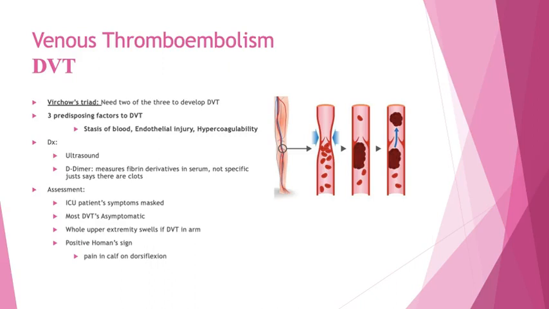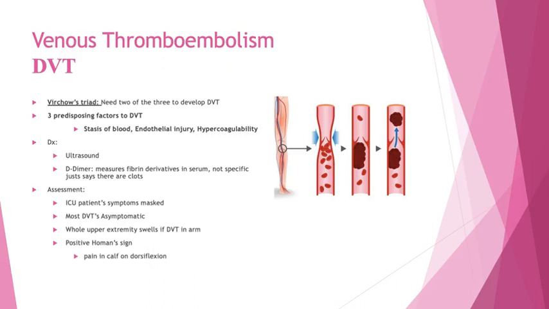So unfortunately, most of our ICU patients' symptoms are masked. So that's where you have to say most of our ICU patients are great candidates for Virchow's triad, and they're predisposed to developing that, hence why we put everybody on SCDs and sub-Q heparin. This is all to prevent this from happening.